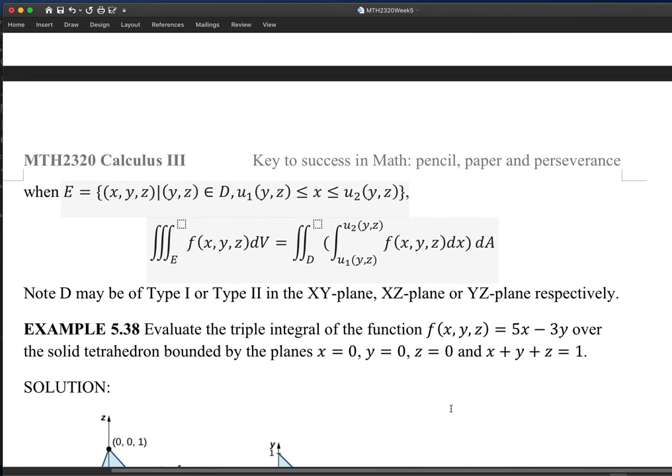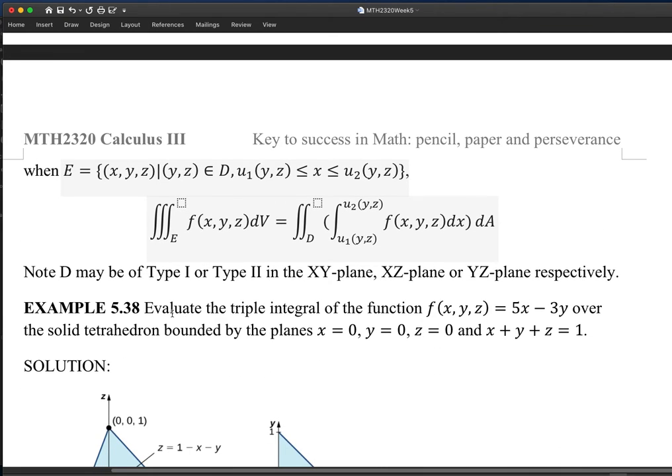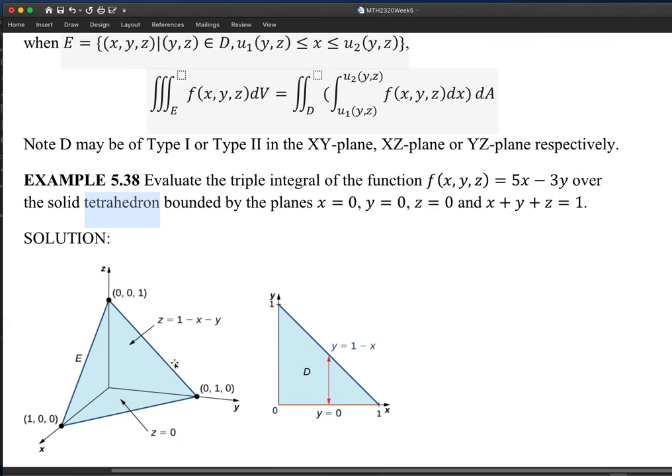Okay. So let's look at the next example. It is still from the textbook, 5.38. We are evaluating the triple integral over this function. And the solid is a tetrahedron bounded by the planes x equals 0, y equals 0, z equals 0, and x plus y plus z equals 1. Put in a simple way, a tetrahedron is a solid such that all sides are triangles. Yeah, that is the tetrahedron.